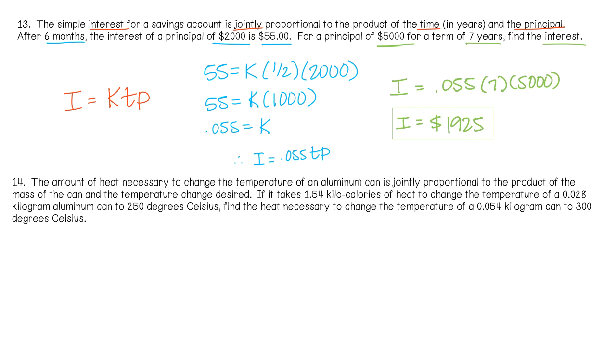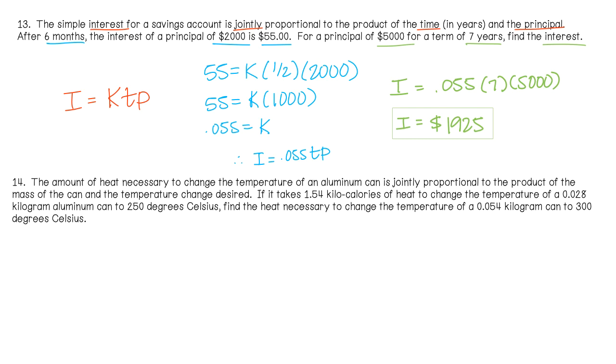The amount of heat necessary to change the temperature of an aluminum can is jointly proportional to the product of the mass of the can and the temperature change desired. If it takes 1.54 kilocalories of heat to change the temperature of a 0.028 kilogram aluminum can to 250 degrees Celsius, find the heat necessary to change the temperature of a 0.054 kilogram can to 300 degrees Celsius.